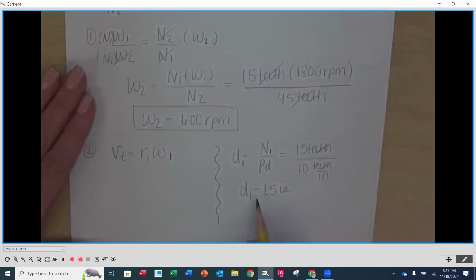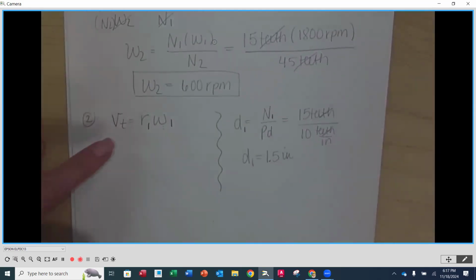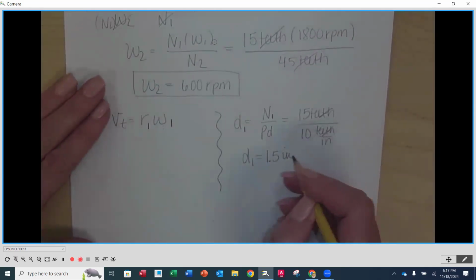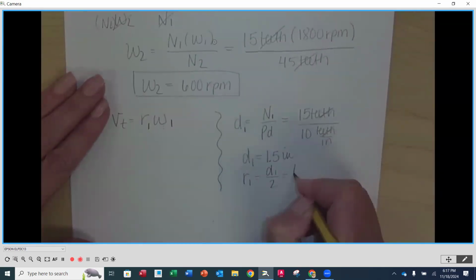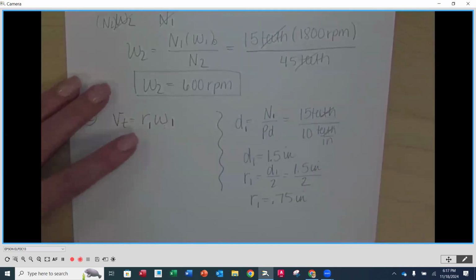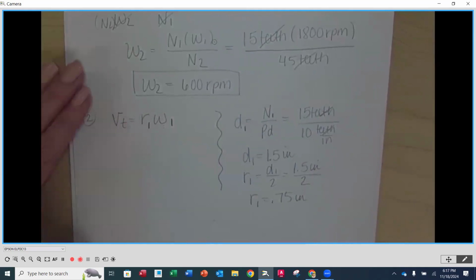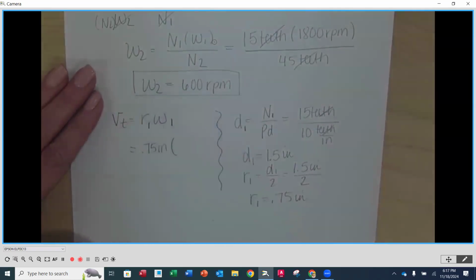This is what we're not going to use. We're not going to use 1.5 in our equation. What are we going to do? R1 is going to be equal to D1 divided by 2. So 1.5 inches divided by 2. R1 is equal to 0.75 inches. That's what we're going to use up here. Okay. So 0.75 inches times 1800 RPMs.